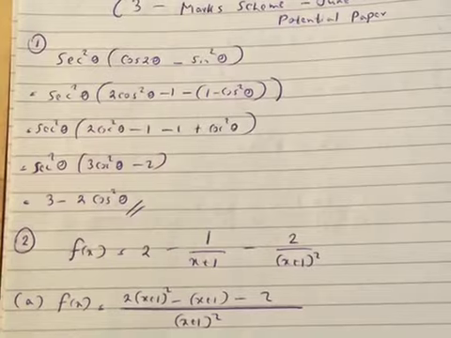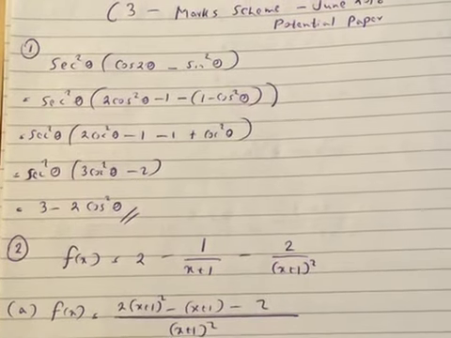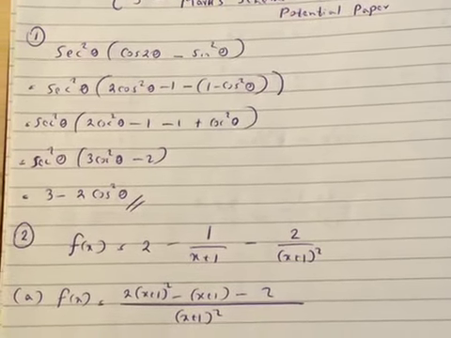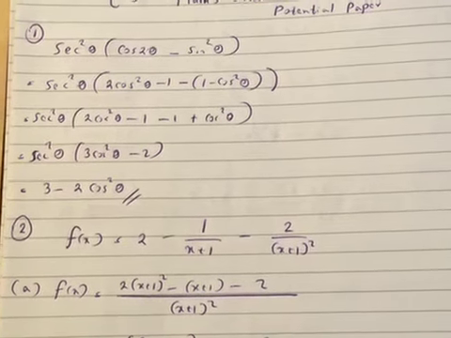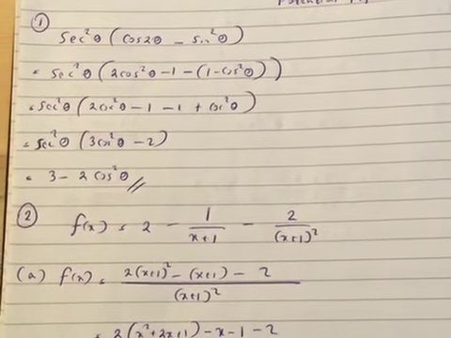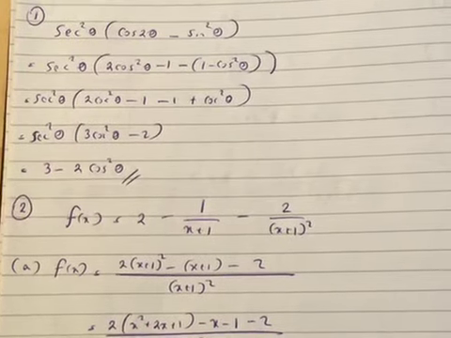And then sec squared theta bracket 2 cos squared theta minus 1 plus cos squared theta. And that is sec squared theta bracket 3 cos squared theta minus 2. And if you multiply it out, you get 3 minus 2 cos squared theta.